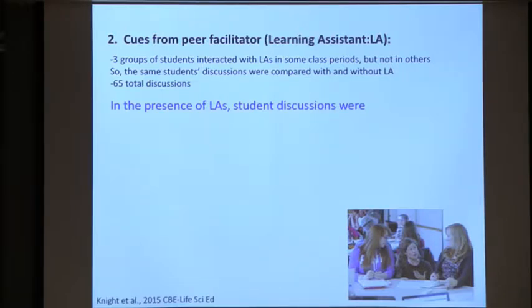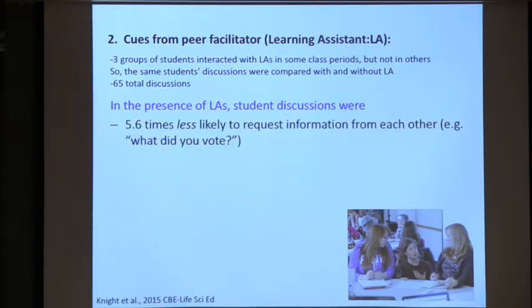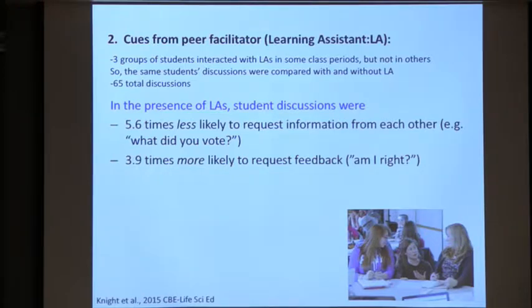those kinds of behaviors are very common in these student transcripts. What we found with LAs was that they were much less likely to request information directly from each other, like what did you vote, which is a very common behavior normally. Instead, they were asking other questions like why did you vote that? And we think that's because they were often asking the learning assistant, why is this true? Or I need help with this question. So their behavior was being influenced by the presence of this other student. They were much more likely to request feedback. And again, we think this was primarily feedback from the LA.